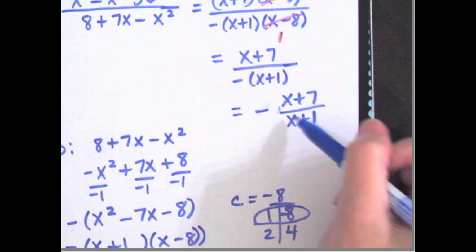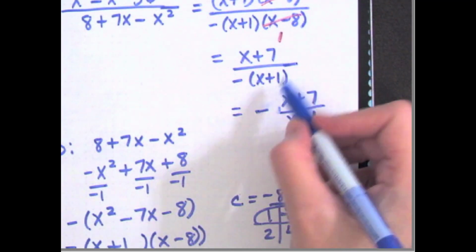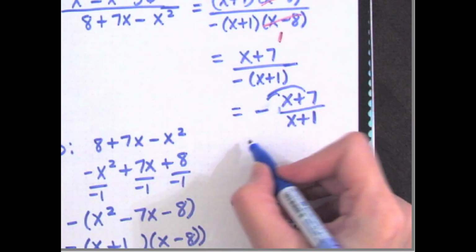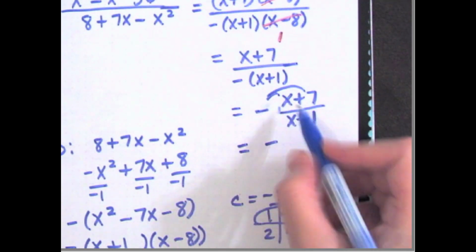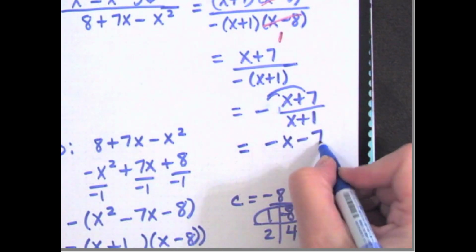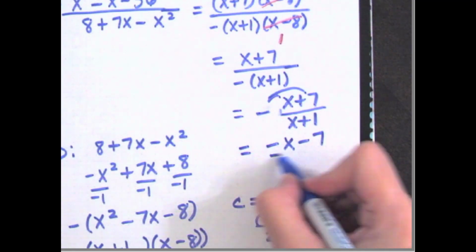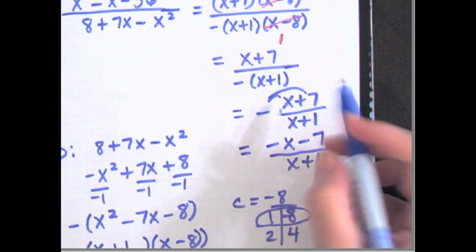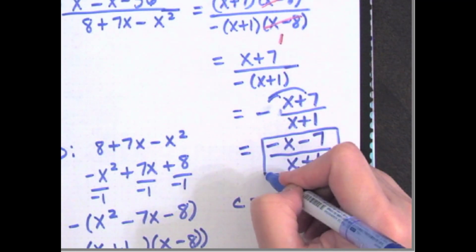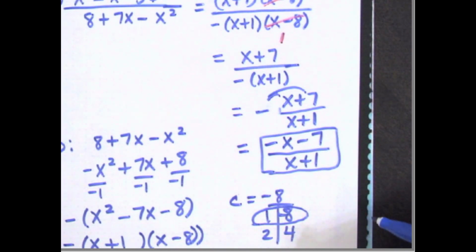Now, when we start adding and subtracting these, it's to your benefit to go ahead and distribute the negative into the numerator. So it'd be the opposite of x, the opposite of 7, all over x plus 1. And that will be our simplified expression.